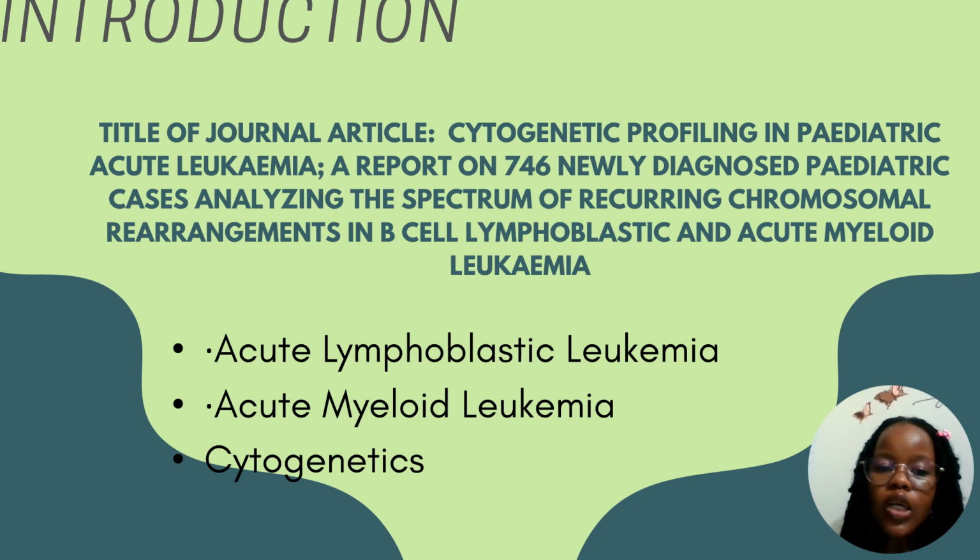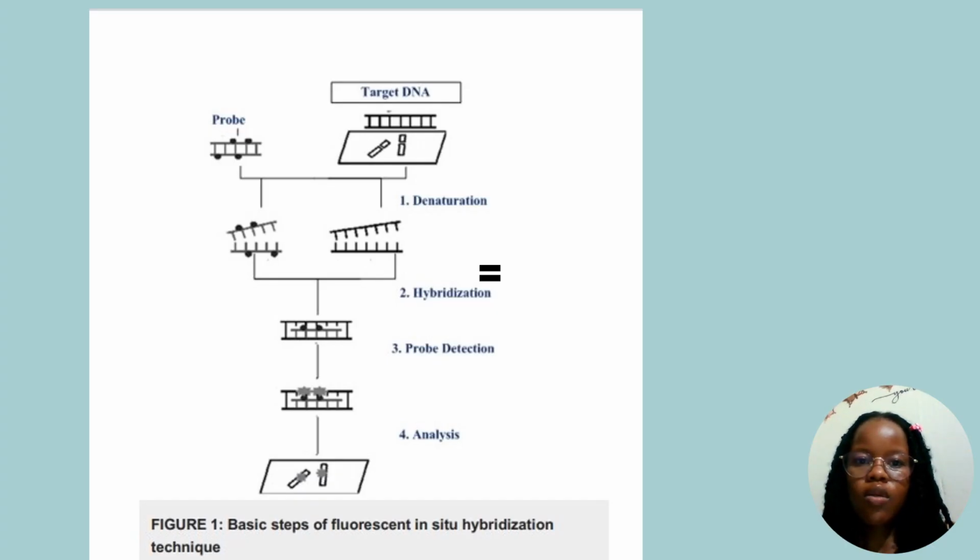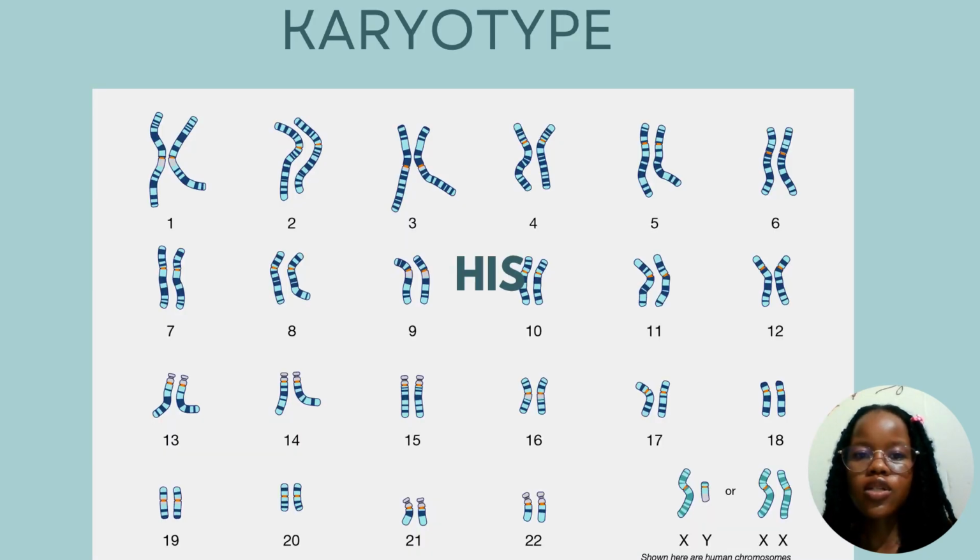Then lastly, we have cytogenetics, which involves genetics, inheritance, or the study of chromosomes, and its relation to this is FISH, which stands for fluorescence in situ hybridization, and this is basically just a cytogenetic technique that detects specific genes within a chromosome and a DNA sample, as well as any irregularities that might be there in the DNA. And also in the study, karyotyping was also used, which examines the cells in a chromosome. So this one here is just a demonstration of the steps in FISH, and this one is just to give us an idea of what a karyotype looks like.